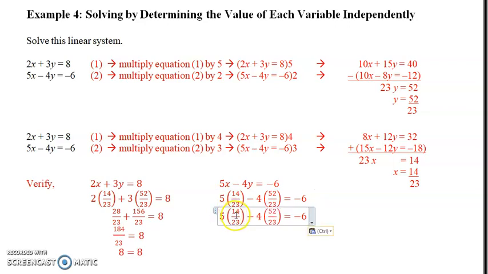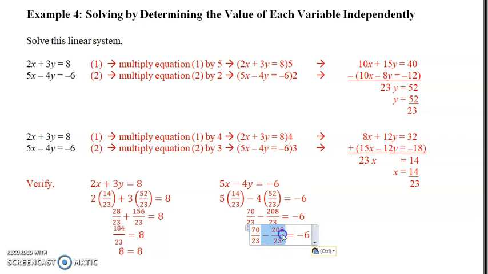Oh. So 5 times 14 would be 70. So it would be 70 23rds. And then 4 times 52 over 23, that would be, sorry, 208 23rds. Okay. And then we're going to subtract the two values. And we get negative 138 over 23. Subtract the two numerators.